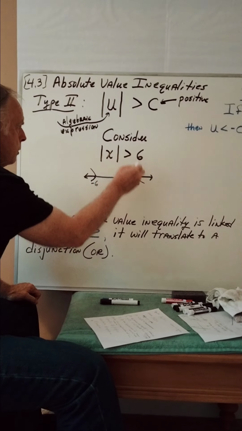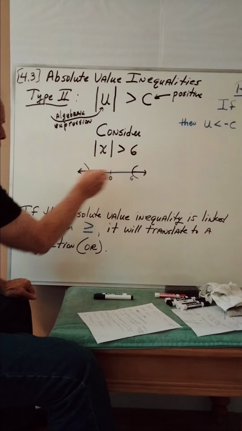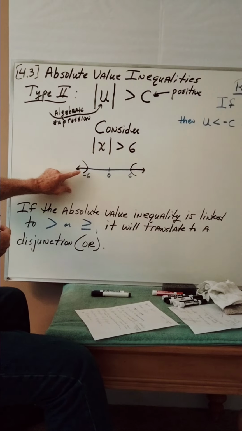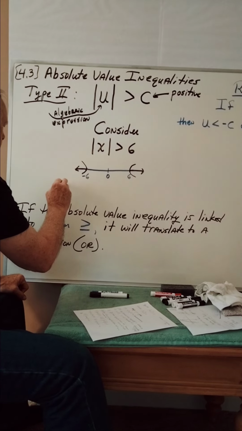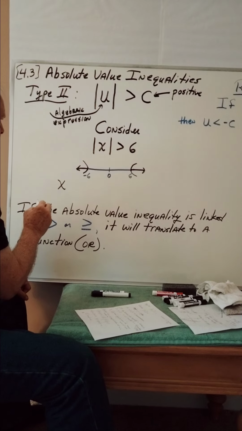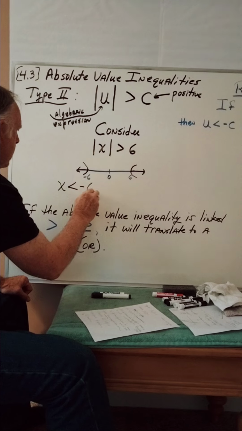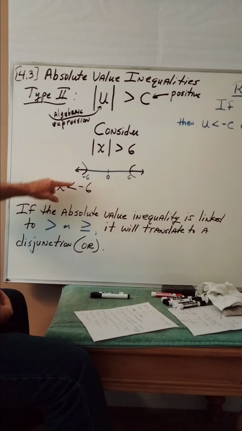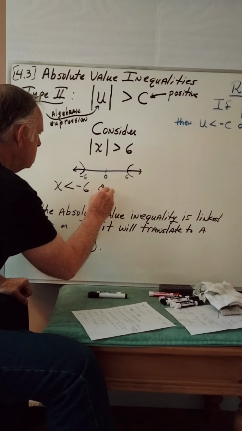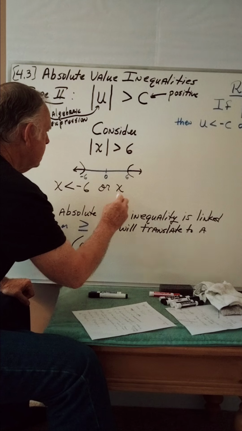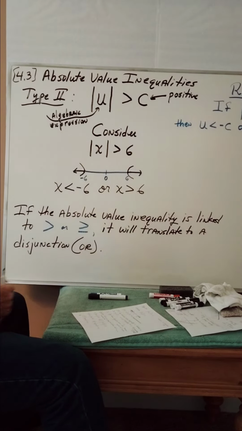Let's write out this solution using interval notation. And it doesn't matter which interval you begin off with. I'll begin with him. X is less than -6. That's this part. Or X is greater than 6. That would satisfy that.